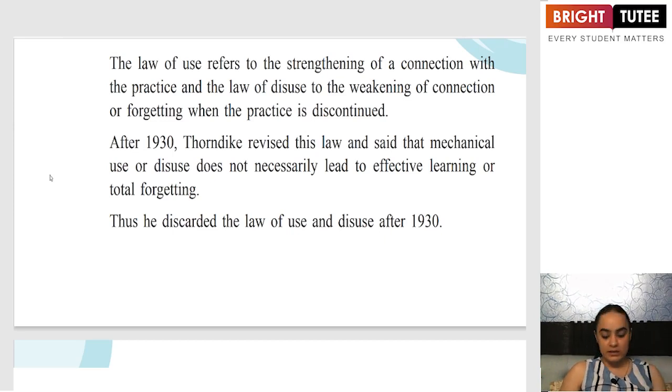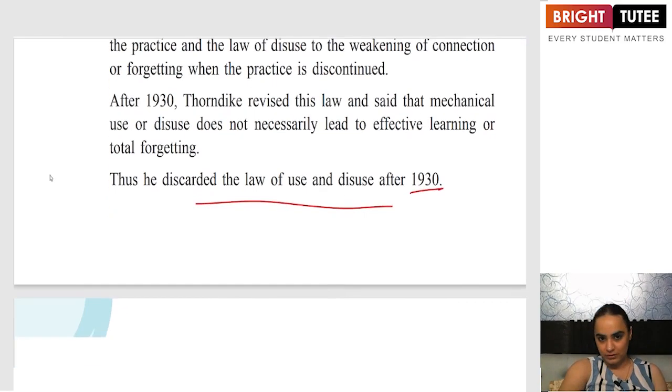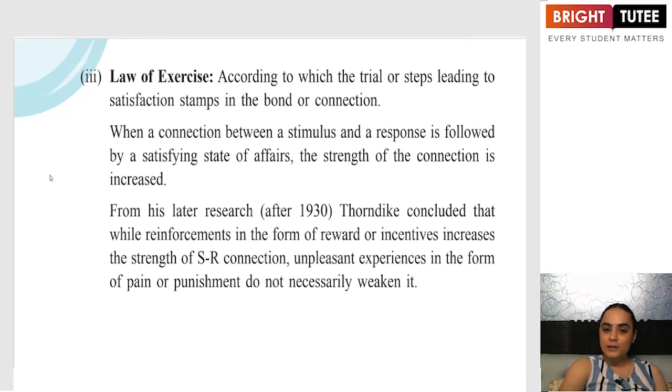But after the year 1930, Thorndike discarded the law of use and disuse. Okay, so that was only until 1930. Later on, he discarded both these laws. The next law that Thorndike talked about was the law of exercise. Now, what does it mean?